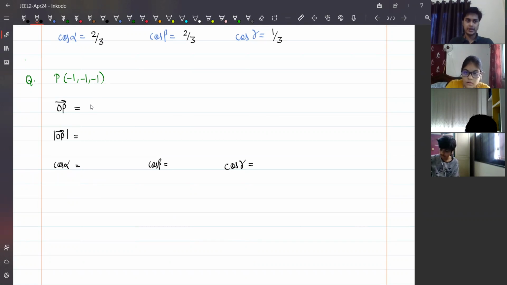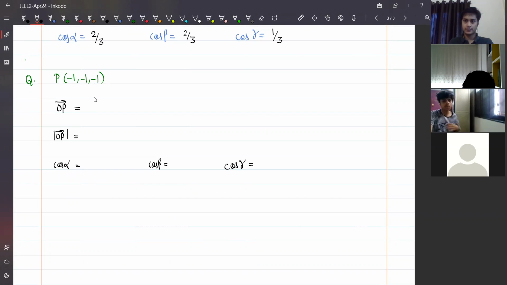Nirbit, what's the answer for this second one? Sir, OP vector is minus i cap minus j cap minus k cap. Yeah. Then the magnitude of OP vector is root 3. Then cos alpha is minus 1 by root 3. Correct. Cos beta is minus 1 by root 3. And cos gamma is minus 1 by root 3. That is correct.